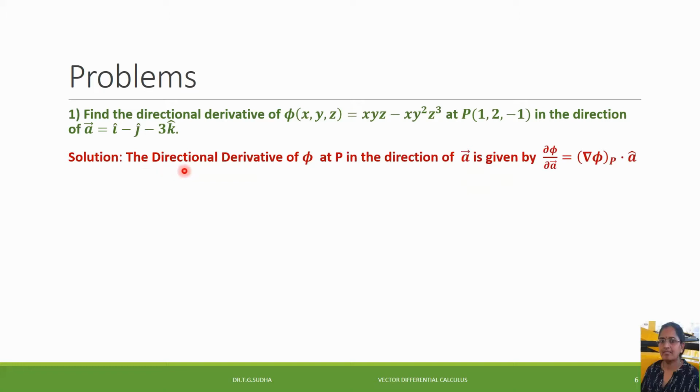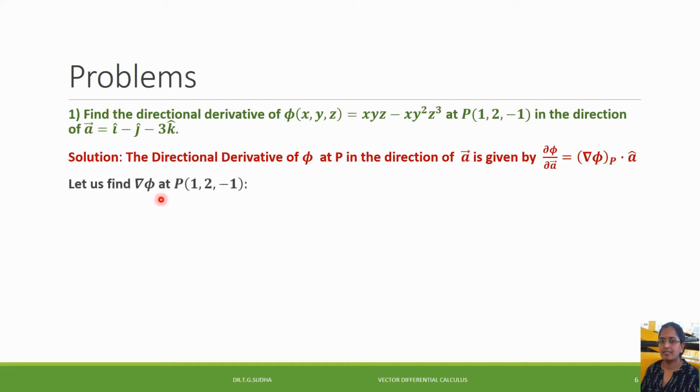Solution. We know that the directional derivative of phi at any point P in the direction of vector A is given by dou phi by dou A equal to del phi at P dot A cap. So we need to calculate del phi at the point 1, 2, minus 1 and then find unit vector along the given vector A and take the dot product of these two and we get the directional derivative of phi at P in the direction of A.